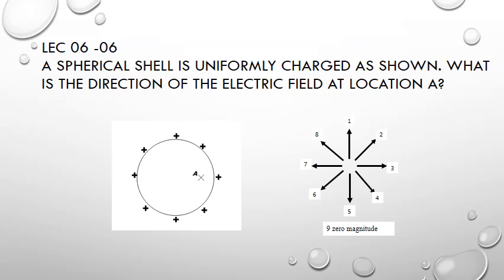Alright, let's practice these new ideas that we've learned. Okay, so we have a spherical shell. A uniformly charged sphere is shown. What is the direction of the electric field at location A? Again, pause the podcast, choose your answer, and we'll talk through how to get your answer.